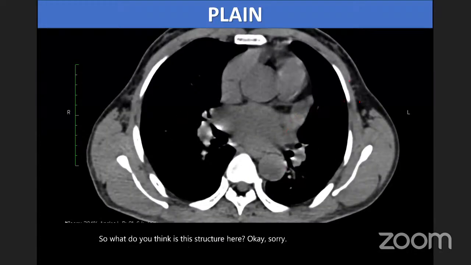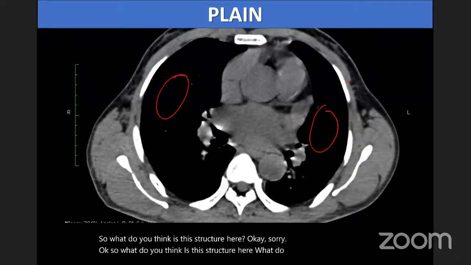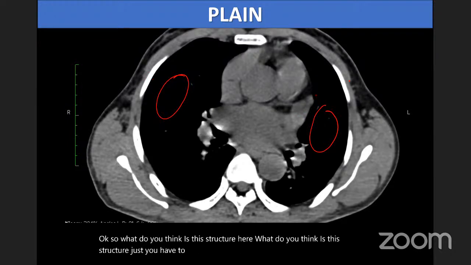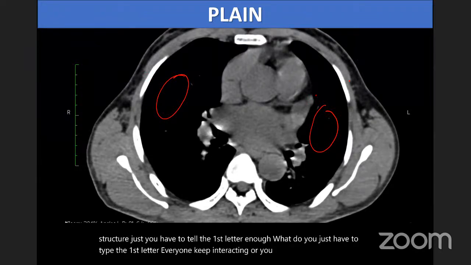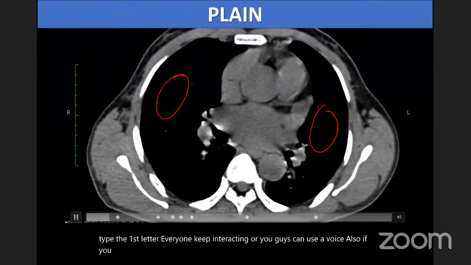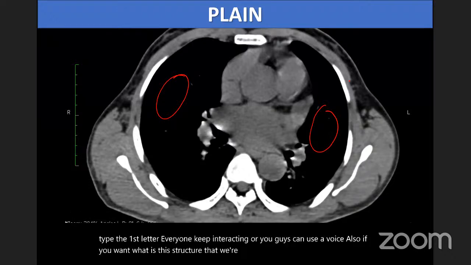Okay, so what do you think this structure is here? You just have to type the first letter. Everyone keep interacting, or you can use voice also if you want. What is this structure that we are seeing here, this black area? What does that represent?